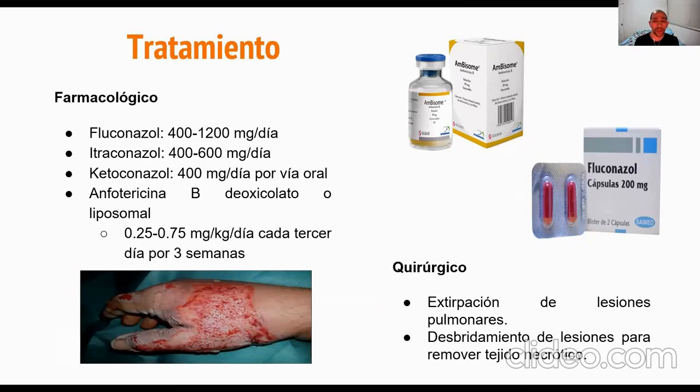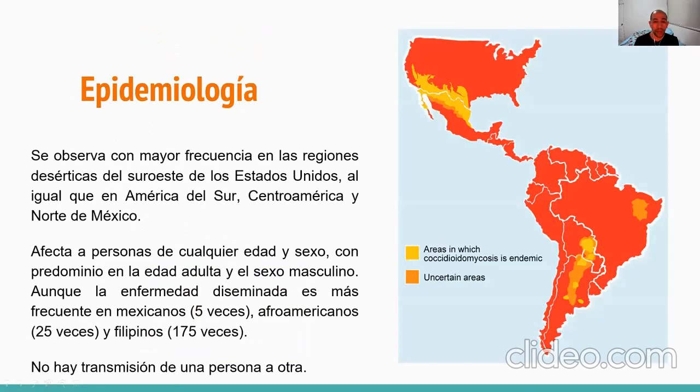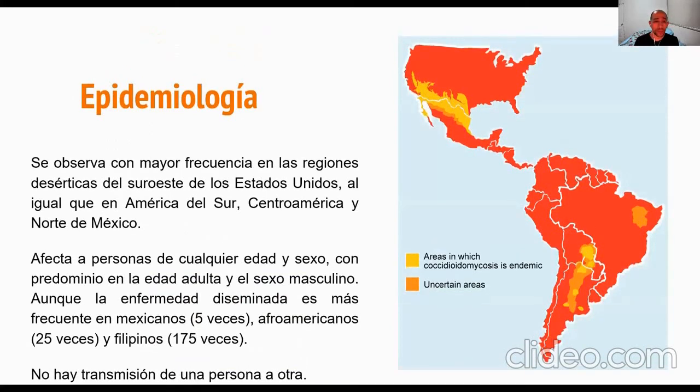Individuals with HIV might require antimycotics for life, and then there's surgical extraction of the pulmonary lesions and debridement of the lesions to remove the necrotic tissue. For epidemiology, we're going to see that it's observed in greater frequency in the desert regions of the Southeast United States, South America, Central America, and the northern part of Mexico.